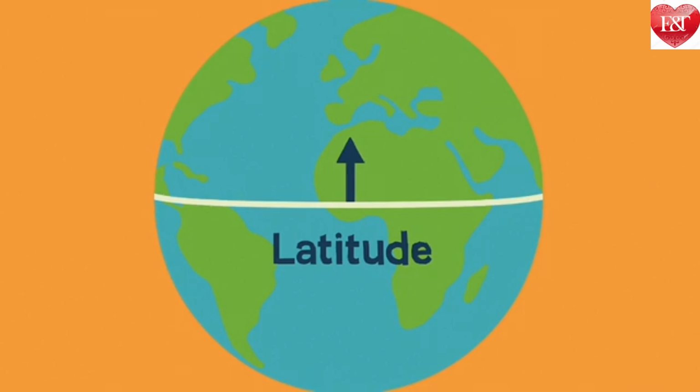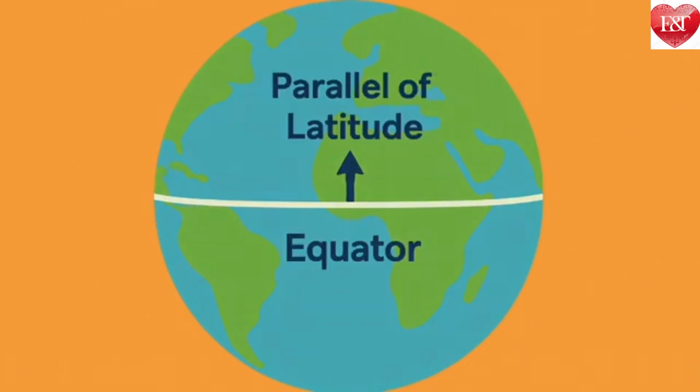Imagine that you stand on the equator and travel towards one of the poles. Your distance from the equator increases. Latitude measures this distance from the equator. At any point of this travel, you can draw an imaginary line that runs east and west, parallel to the equator. Such a line is called a parallel of latitude, and it draws a circle around the Earth.